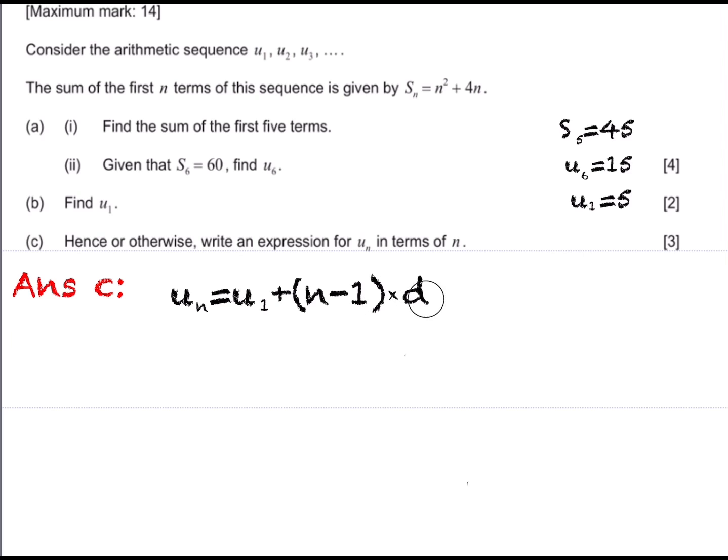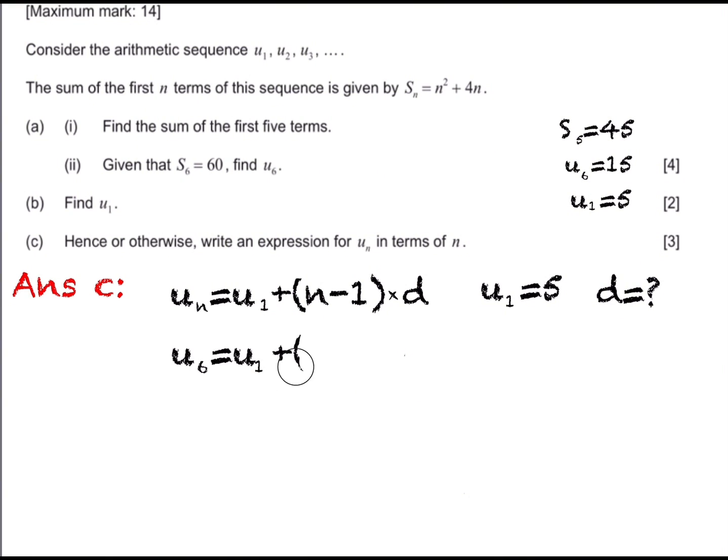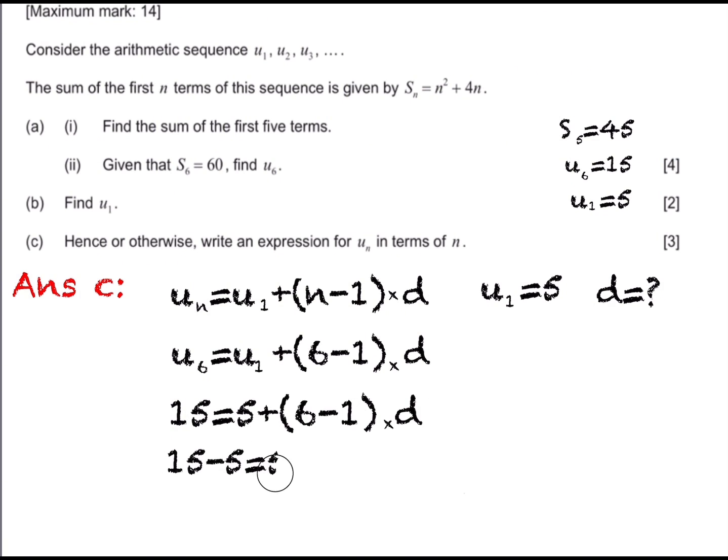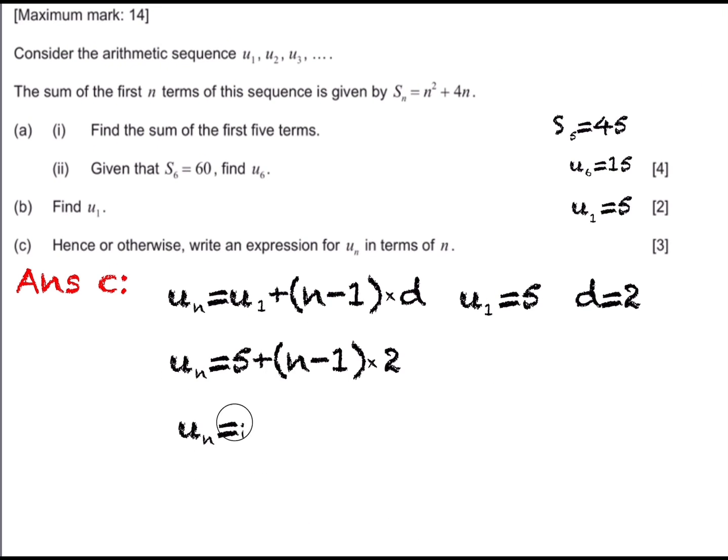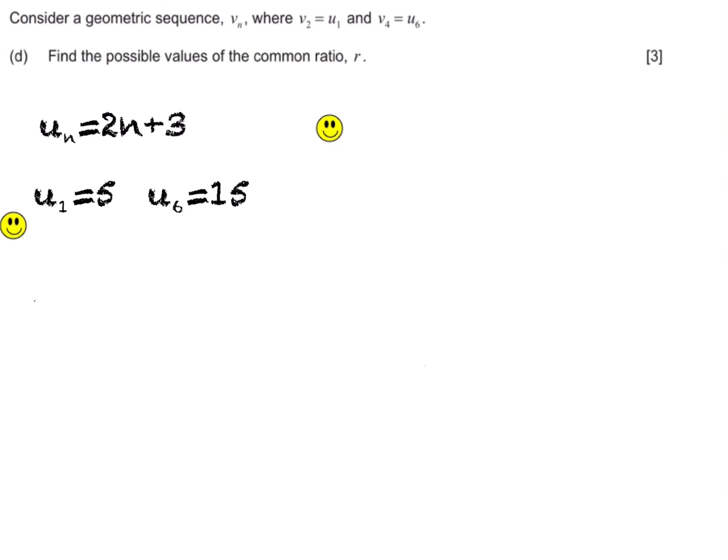According to the formula, to find the general term, we need both the first term and the common difference, d. At this point, we don't yet know the common difference. But we can use our previous answers, U6 and U1, to find d, the common difference. After calculating, we find that the common difference d is 2. Now, we can substitute the first term and the common difference into the general term formula to express it in terms of n. Let me move on to Part D.